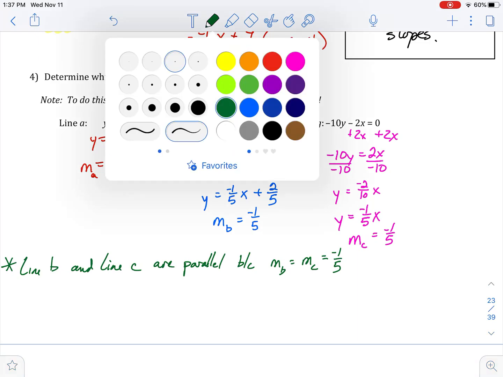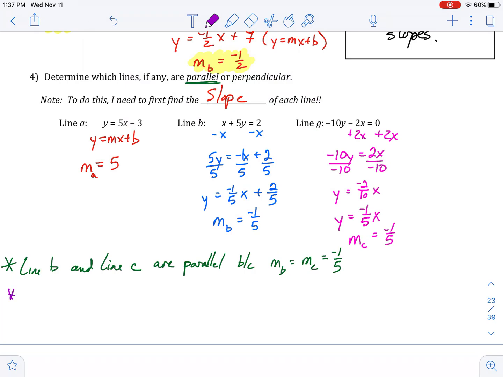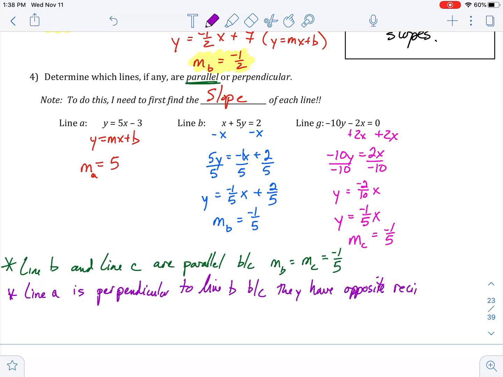We can make a second conclusion, and that second conclusion is that we have some lines that are perpendicular, and that is line A is perpendicular to line B, because, again, they have opposite reciprocal slopes.